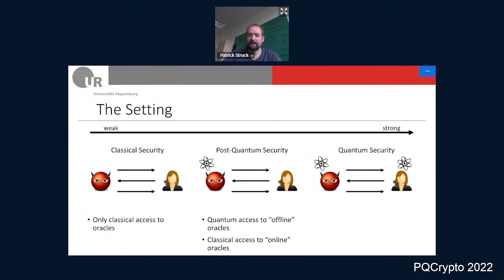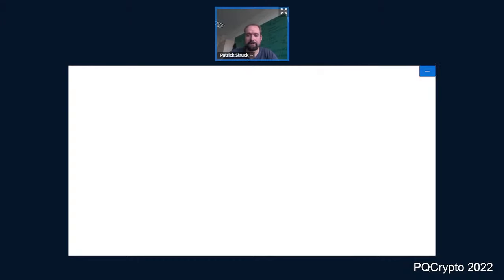Then for post-quantum security, we assume that the adversary has quantum computing power, whereas the users still have classical computing power. Here, as in the previous talk, we grant quantum access to the offline oracles, anything that the adversary can compute locally, like hash functions when we model them as random oracles, whereas classical access is a restriction for all the online oracles, where the adversary needs to interact with the user that only has classical computing power. And for quantum security, we also assume that the end users might have quantum computing power, and then we can also grant this quantum access to the online oracles. And this is the setting we consider in this work.